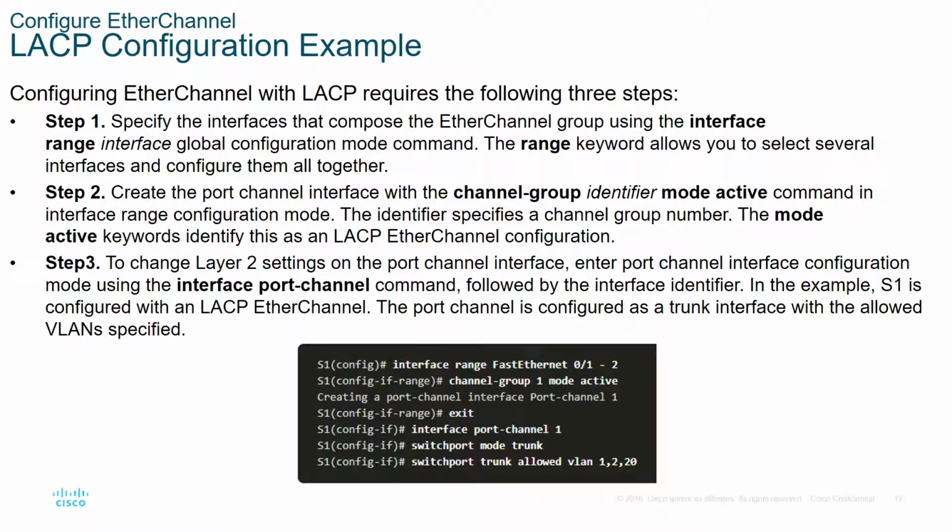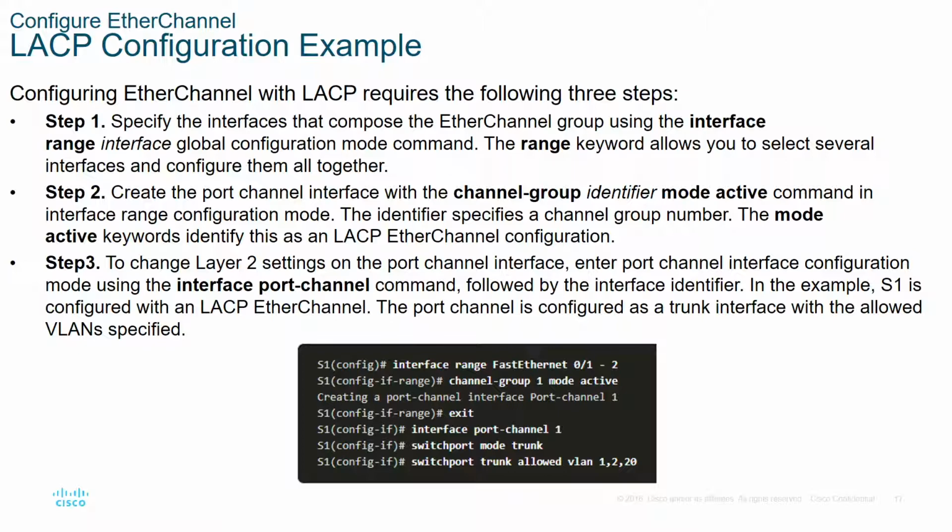In step 3, to change layer 2 settings on the port channel interface, enter port channel interface configuration mode using the interface port-channel command followed by the interface identifier that you set when you created the channel group. In the example, S1 is configured with the LACP EtherChannel. The port channel is configured as a trunk interface with the allowed VLAN specified. As you can see, this example is worked through in the commands below.